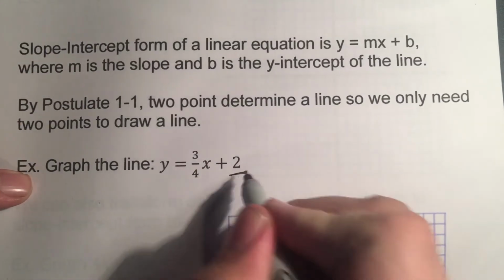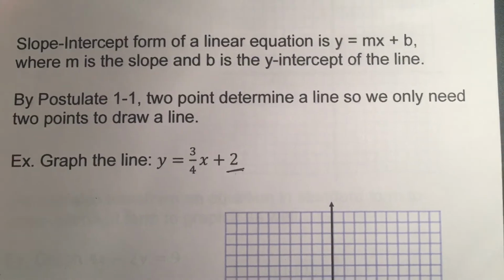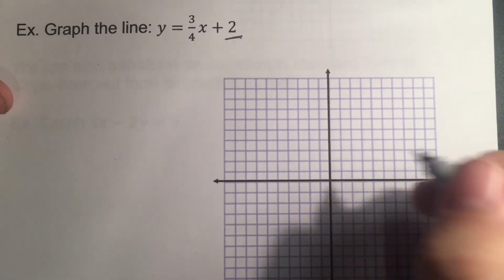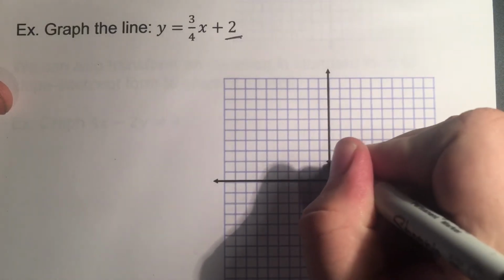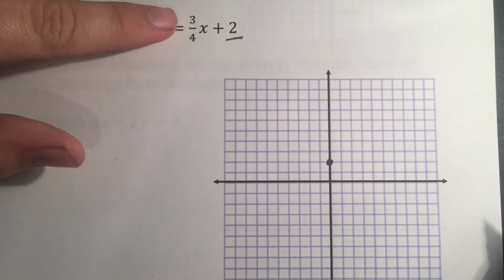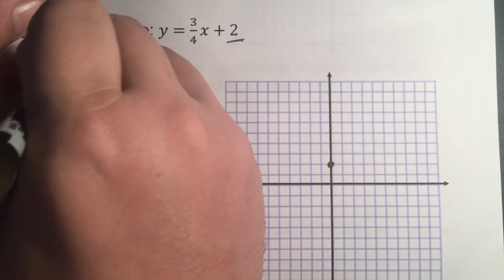So start with your y-intercept, the b. So that's going to be where we start on our y-axis. So if we're at 2, we go up 2, and we put our dot. From there we use our slope. So remember, it's going to be rise over run.